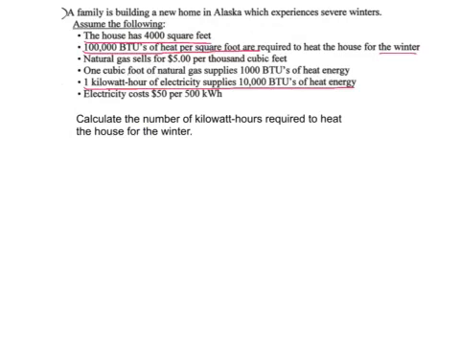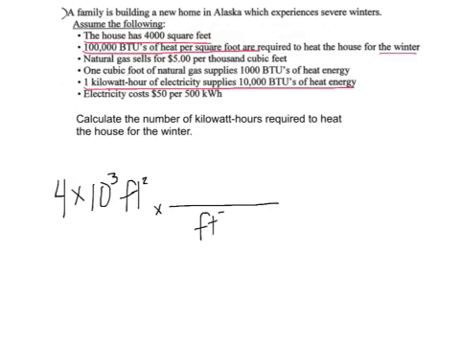So when we set it up, we're going to start with what we know. In this case, we know that the house is 4,000 square feet. So I'm going to write that as 4 times 10 to the third square feet. Like I said, I really like to use scientific notation. Avoid those big numbers. We want to cancel out square feet. We want to get how many BTUs per square foot. So we know that per square foot, we need 100,000 BTUs. So that's 1 times 10 to the fifth. Again, using that scientific notation.